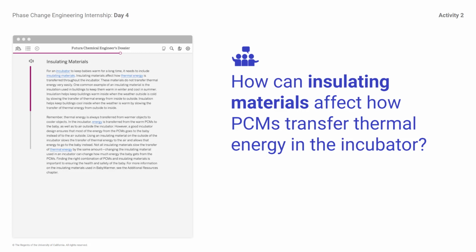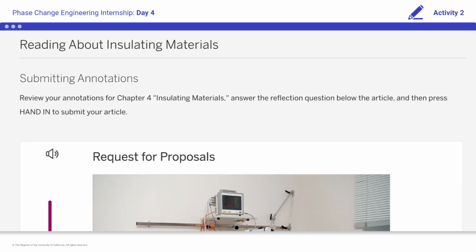Earlier, we discussed that wool was the best insulating material. Will it always be the best? And why? We might say, maybe not. If the PCM plateau temperature is too high, that means using a good insulating material will keep it warm for longer, but the baby will be too hot.